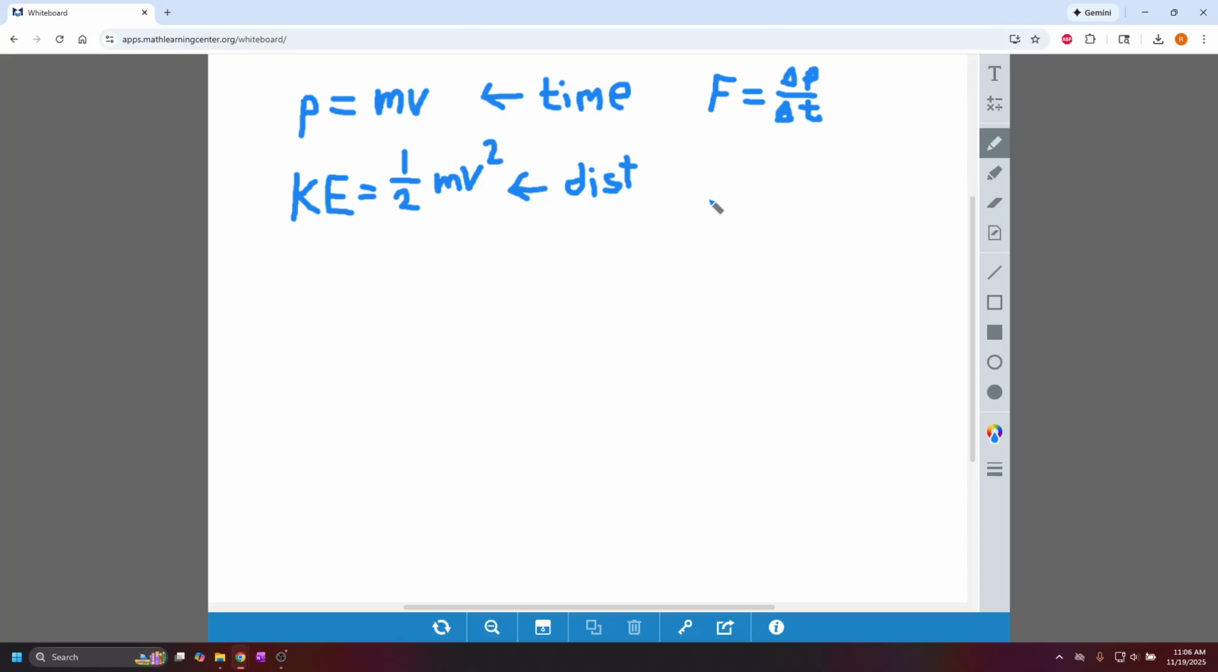and energy, or work, is equal to force times distance. And so you might have this intuition that, all right, momentum is kind of related to time, energy is kind of related to distance.